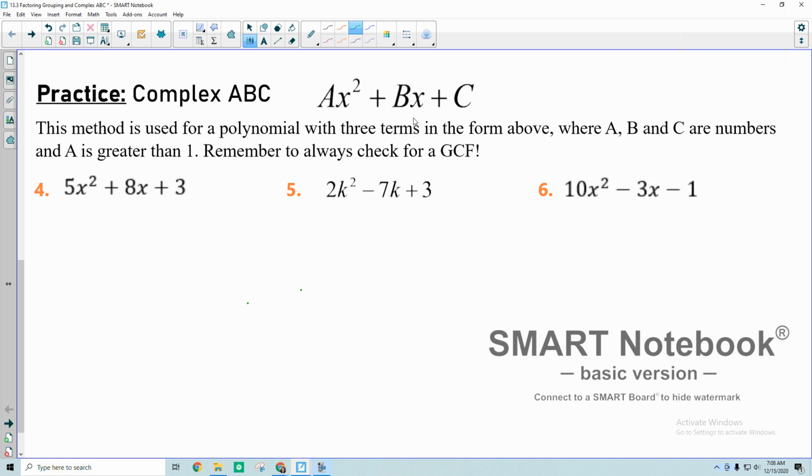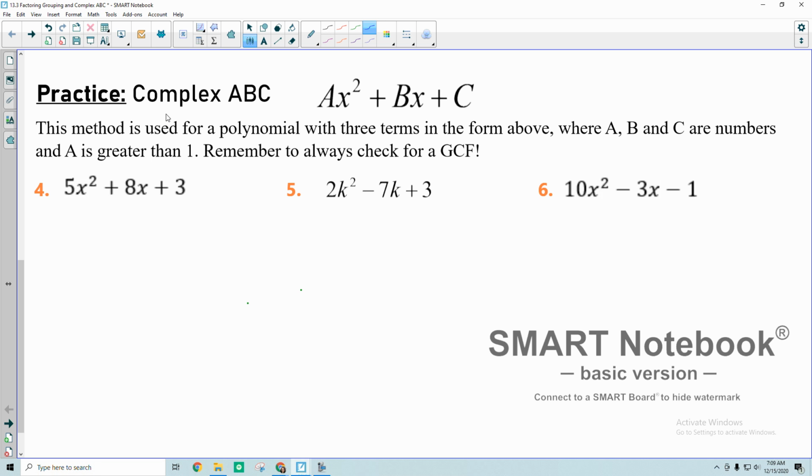All right, so in today's lesson, we're going to talk about how to do factoring for something called a complex ABC. Okay, so before we get into the weeds of actually doing some factoring, we're going to go over probably one of the biggest things you might mess up on as a student when you're doing these factoring problems. And sometimes it's not even really with just actually doing the factoring, it's that you're picking the wrong method.